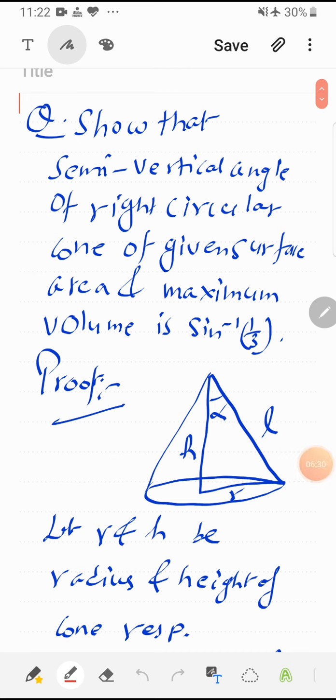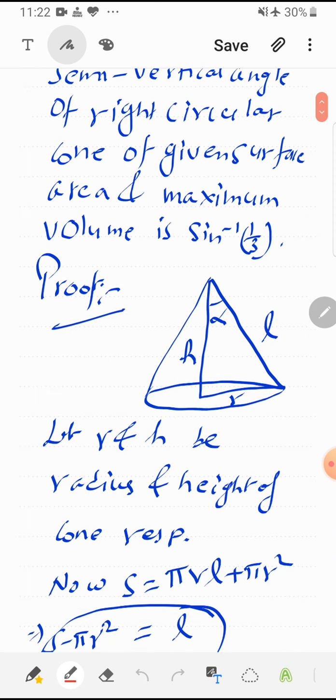So the next question is again a very interesting and important question. Show that the semi-vertical angle of a right circular cone of given surface area and maximum volume is sine inverse 1 by 3. So the diagram is simple: radius, height and semi-vertical angle alpha, and L is the slant height.